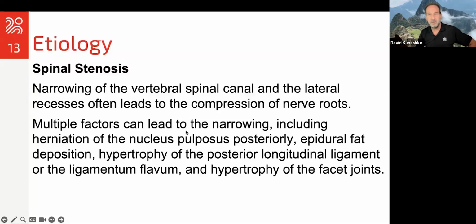Multiple factors, like I just mentioned, a herniated disc or epidural fat deposition, hypertrophy of the PLL or ligamentum flavum. These have to be picked up on imaging, like an MRI or CT. Hypertrophy of the facet joints, those kinds of things are what's going to lead to spinal stenosis.